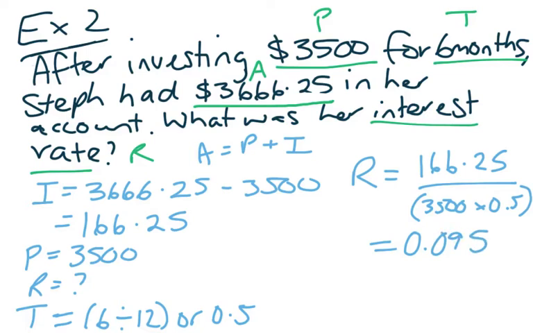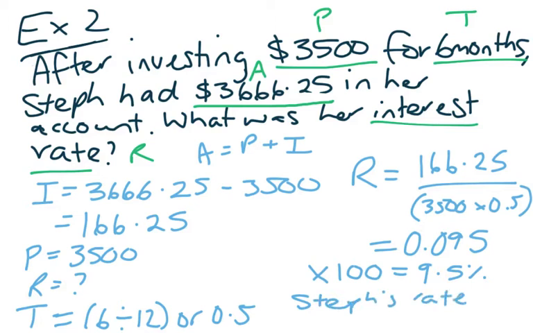0.095. Now remember, when we put the rate into these formulas, it's as a decimal. It's not a percentage. So we can't leave our answer like that because when it's asking for an interest rate, it is asking for a percentage per annum. So we need to just multiply by 100 to give us 9.5%. Okay, so you can say Steph's rate was 9.5% per annum.